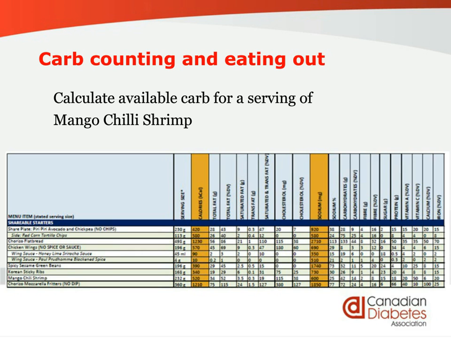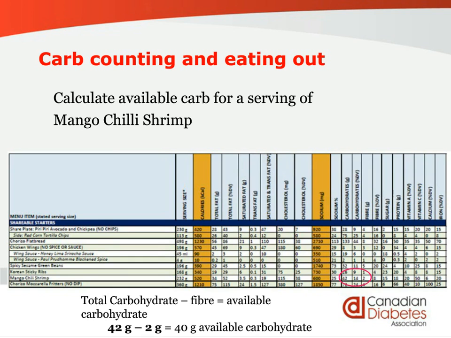I'm not sure how well you can see this. It's written small, but in this example, we're having the mango chili shrimp, and we do have the nutrition information. The total carbohydrates is 42 grams. The fiber is 2 grams, so we just have to do the math, and we'd have 40 grams of available carbohydrates in our meal.